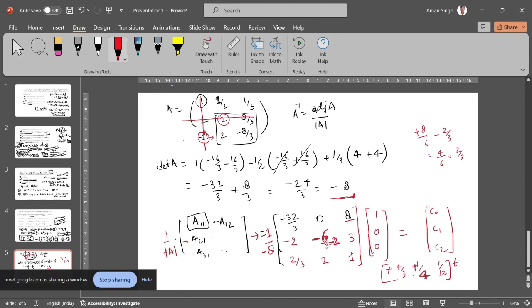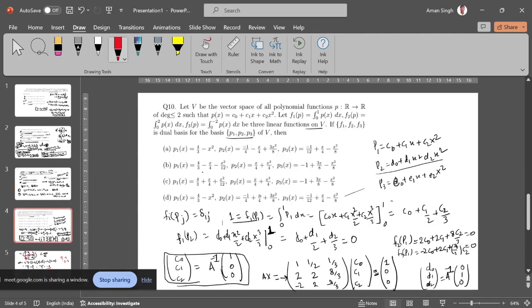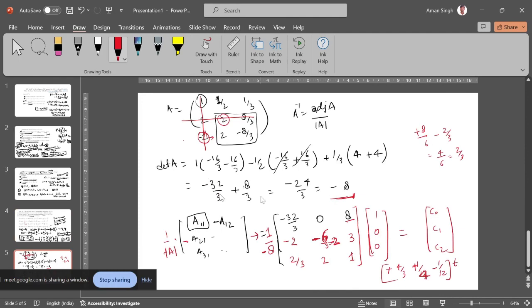Here we'll get plus 1 by 4. Here we'll get minus 1 by 12. Alternately, positive and negative, sir. Alternate terms will be multiplied with the positive and the negative. Correct. So 4 by 3 plus x by 4, 4 by 3 everywhere plus x by 4. So this is matching. But minus x square by 12. The third coordinate is minus.